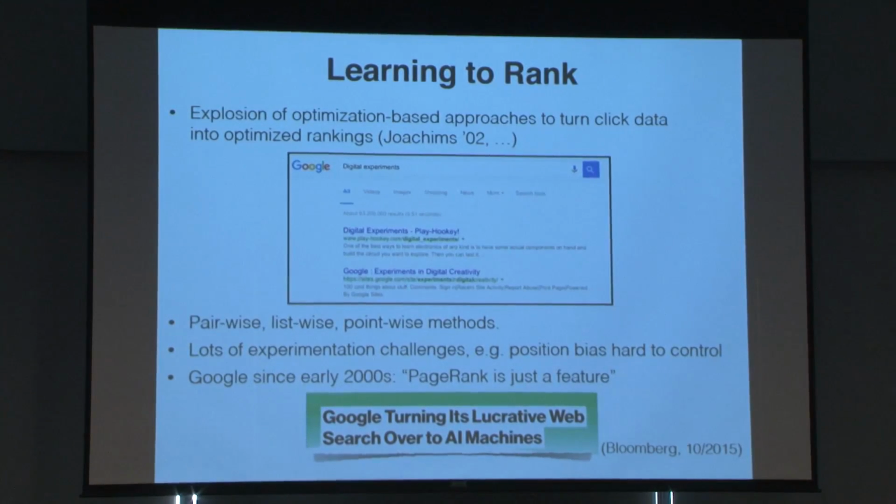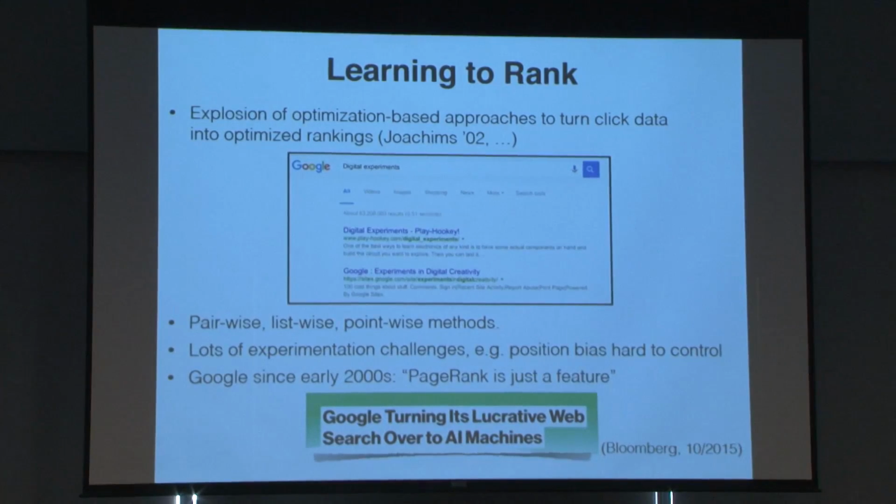So once they were presenting search results based on PageRank for a while, they realized that you have a much more informative signal, which is all of the click logs of what people click on when they search for certain things. And nowadays, since at least the early 2000s, PageRank is just a feature of a giant learning problem of how to rank search results.